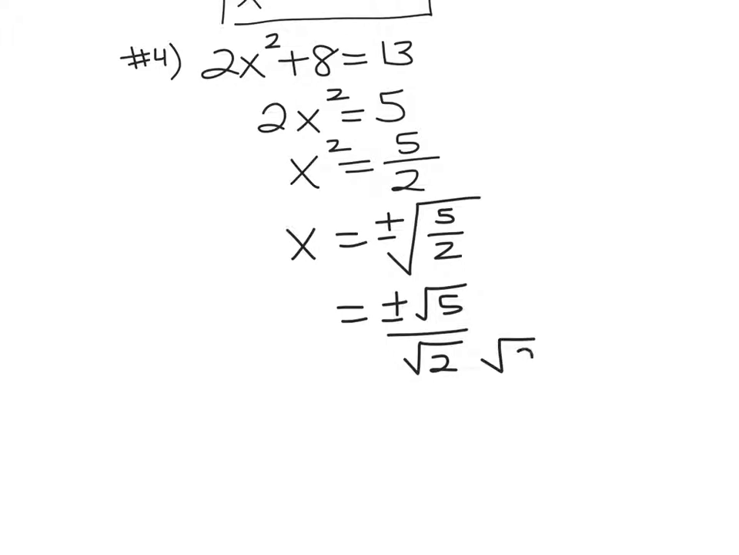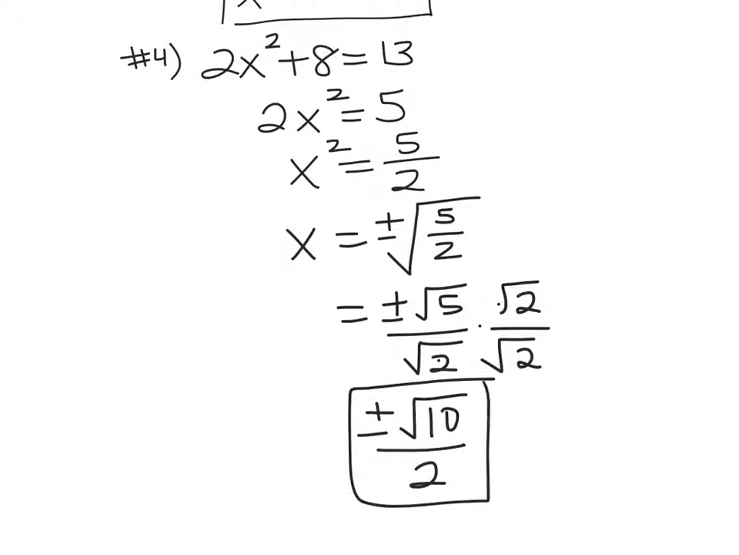So do you remember how to fix that? You multiply top and bottom by rad 2 over rad 2. And so then you get plus or minus rad 5 times rad 2 is rad 10, and rad 2 times rad 2 is 2. So those are your 2 answers in completely simplified radical form. It's a lot of work, huh? It's the opposite of slight work. Okay. So that's the 4th way.